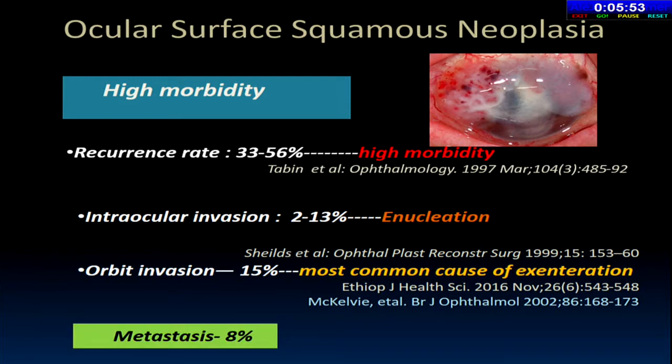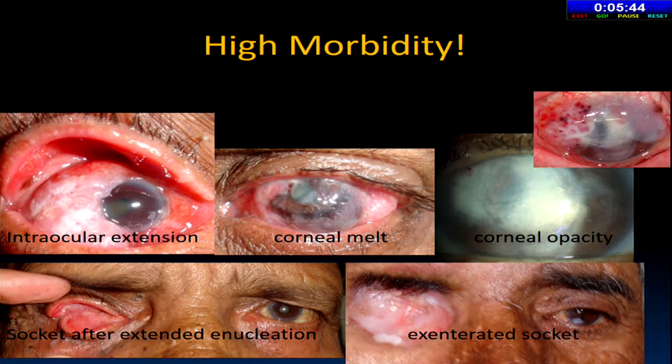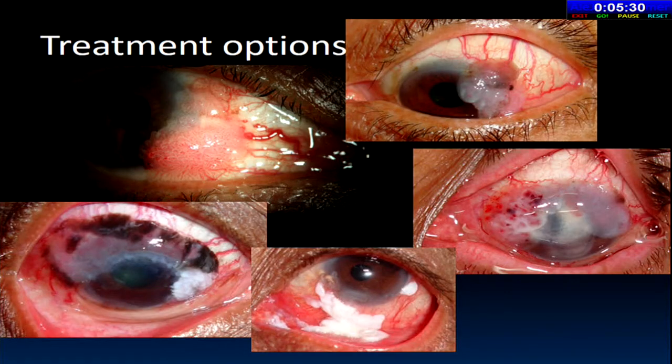Metastasis occurs in less than 8% of cases, and death in less than 5% of cases. So morbidity remains the main cause of concern, which could be in terms of corneal opacity, intraocular extension requiring enucleation, corneal melting, or even exenteration, which is extremely disfiguring. So what are the treatment options?